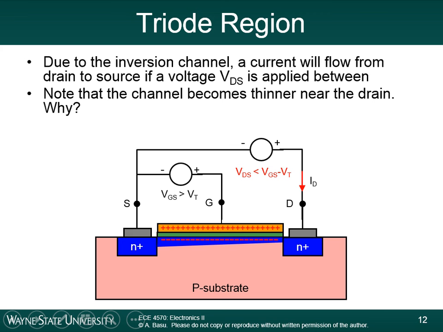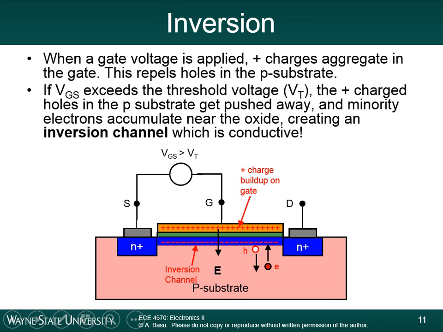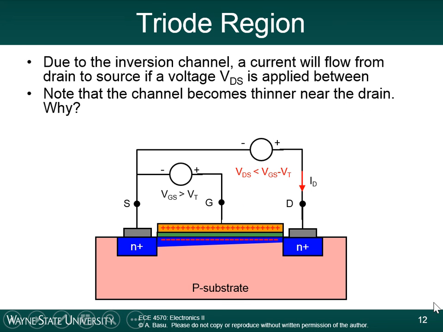So the question is, why does the channel become thinner near the drain? If we compare the channel when we don't apply a VDS, the electron density is equal all the way through the channel. But when we apply a voltage to the drain, the electron density becomes less on the right side of the channel compared to the left side of the channel.